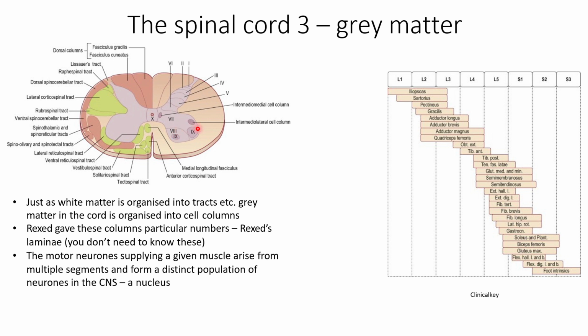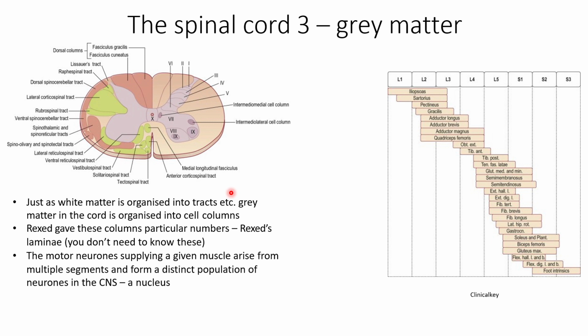For example, we discovered that lamina 9, represented by these two columns here, contained the motor neurons that went on to supply muscles. So you don't need to know Rexed's laminae, but what it does tell us is that there are specific three-dimensional columns of cells within the cord, which gives it a subdivided appearance.